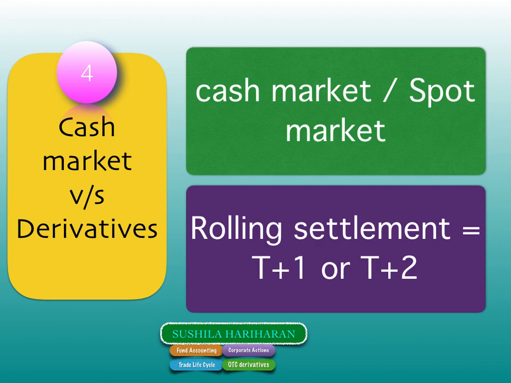Okay? So, in different countries in the world, they will use different terms. Whether it's a spot market, it could be T plus 1. If it's a cash market, it could be same day delivery. Okay, so if the settlement takes place on the same day, it's a cash market. If the settlement takes place on a T plus 1 or a T plus 2 basis, it's called a spot market.